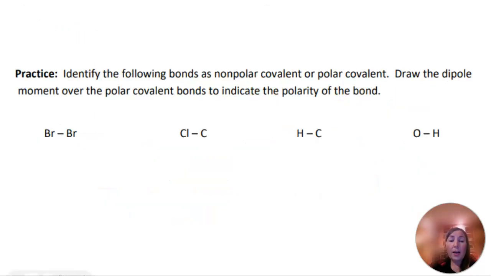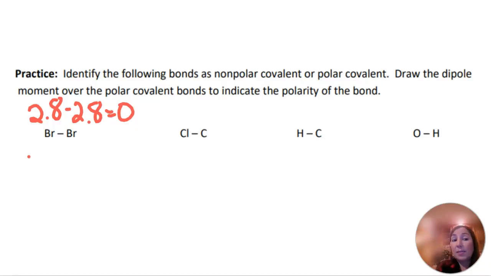Okay, so let's practice trying to find polar and nonpolar covalent bonds. And we're going to draw a dipole moment only over the polar bonds. Nonpolar bonds don't get a dipole moment at all. So what we do is we look up the element's electronegativity. So we go back to that scale. And we go, okay, bromine is a 2.8, but another bromine is also 2.8, and so that difference is 0, and that is going to be nonpolar. Whenever you have two of the same elements in a bond, those are nonpolar and they don't get dipole moments.